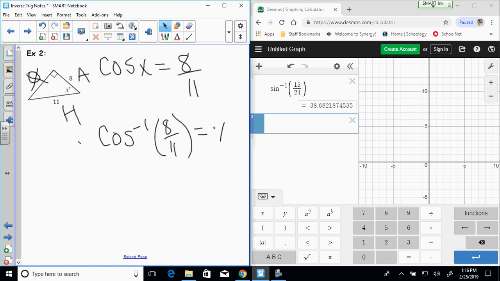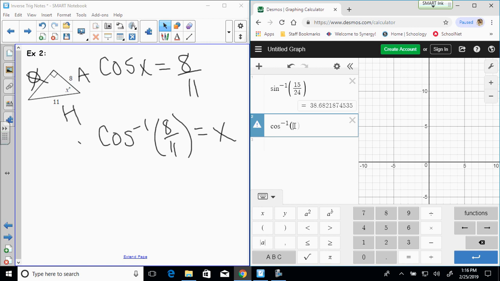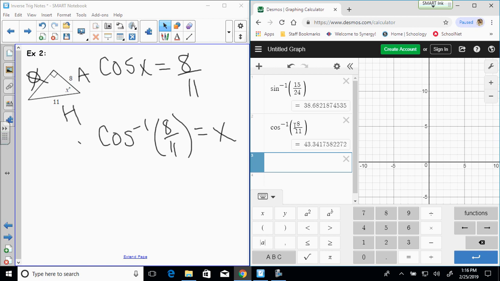equals x. And then we're just going to go to our Desmos and we're going to put that in the calculator. So now we're looking for cosine to the negative first. We're going to type in 8 divided by 11 and close the parentheses. And so now we know the angle x has to be about 43.3 degrees. So here we know this is about 43.3 degrees.